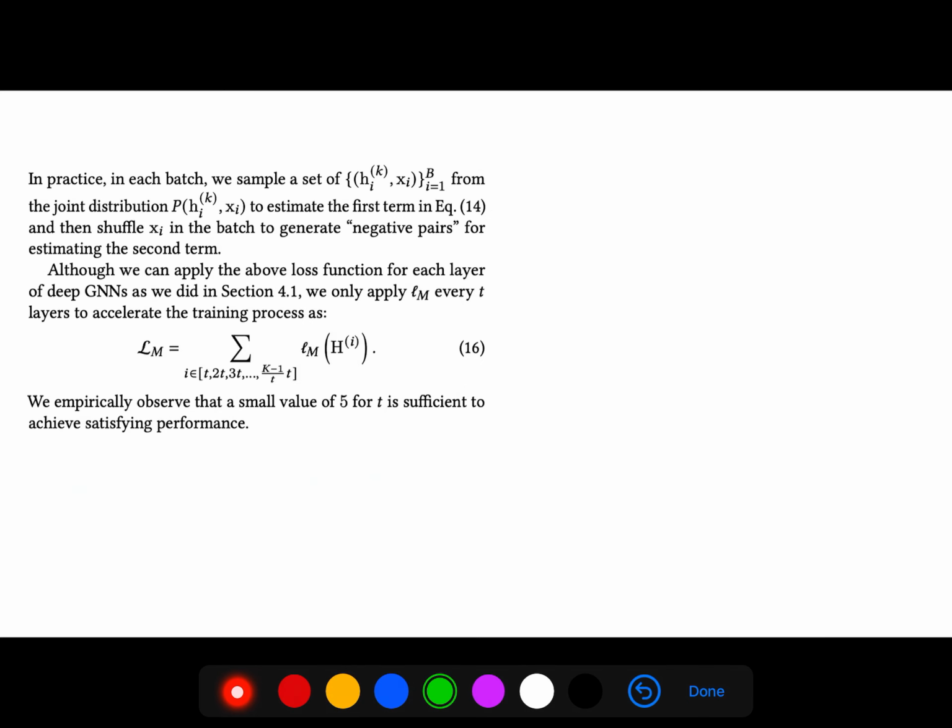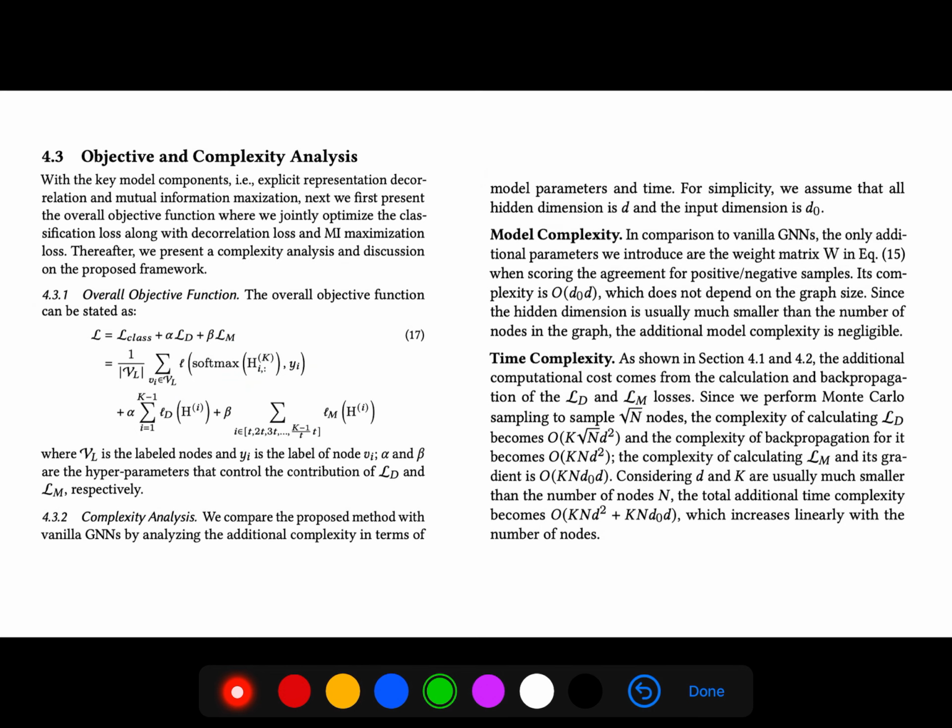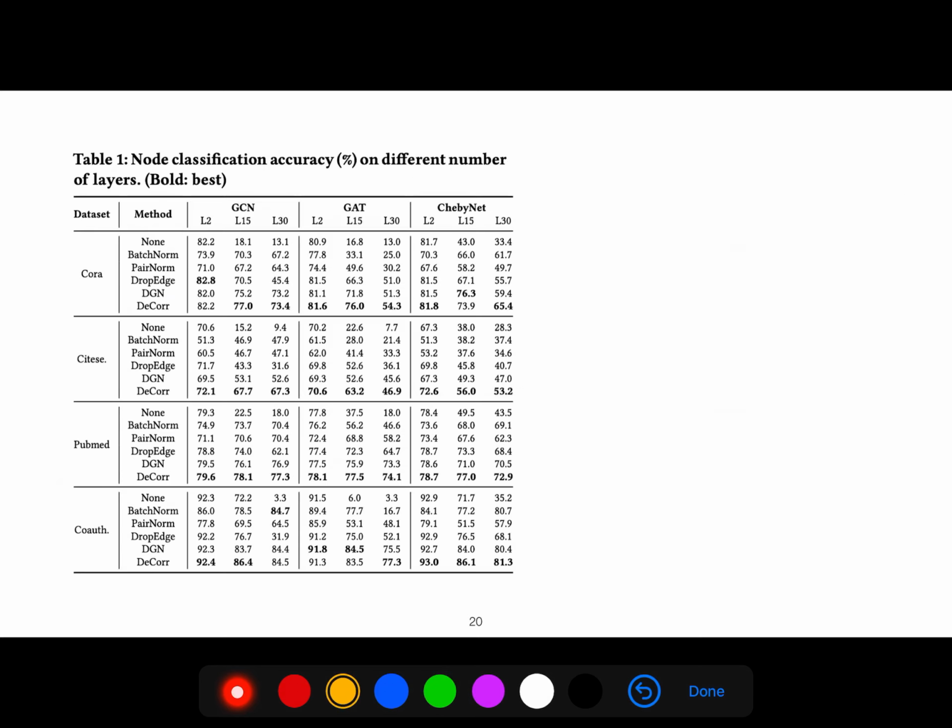Then we can apply the above loss function for each layer for deep GNNs. We only apply L_m every T layers to accelerate training processes. So this is another trick to accelerate the learning process. So we finally summarize the overall loss, which is a combination of these two. And you can play with these alpha and beta hyperparameters to see which one is better.